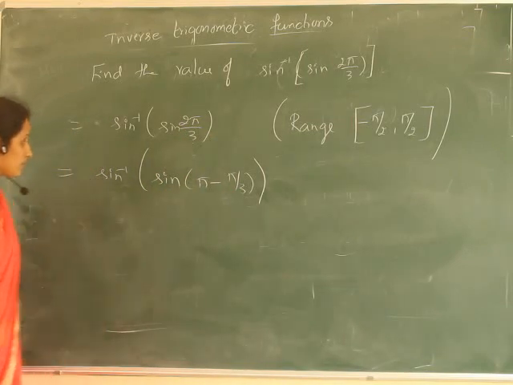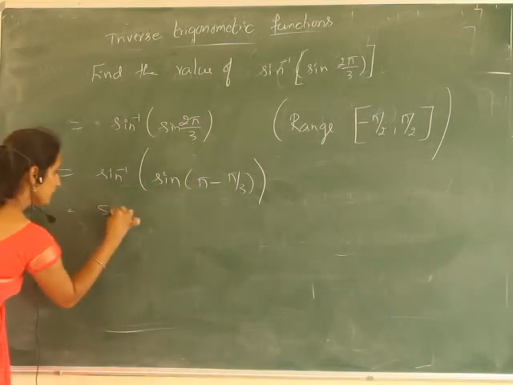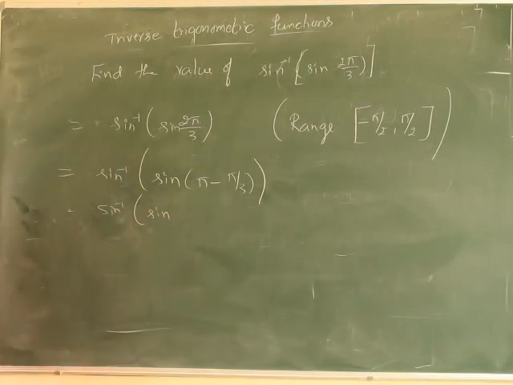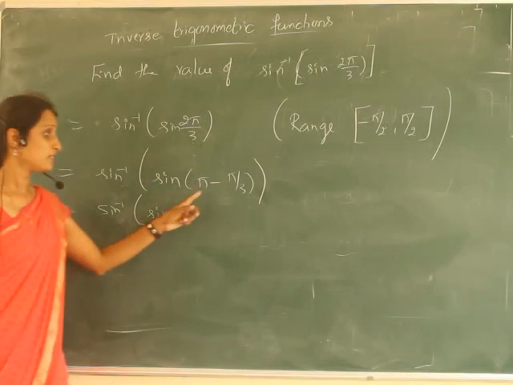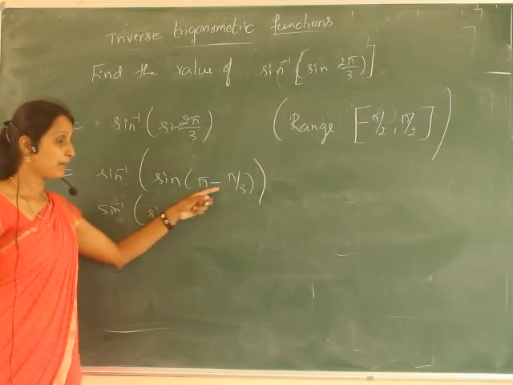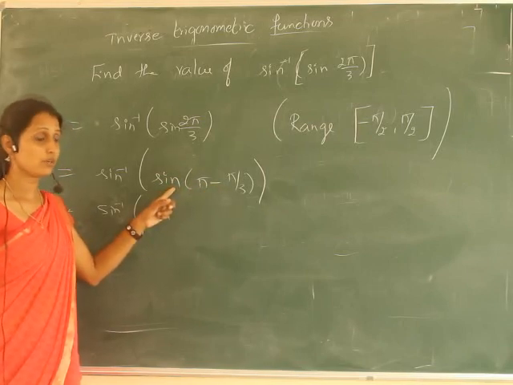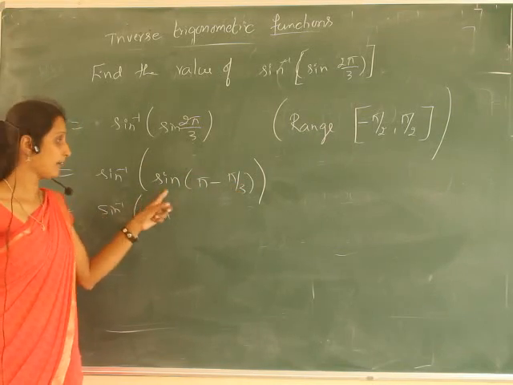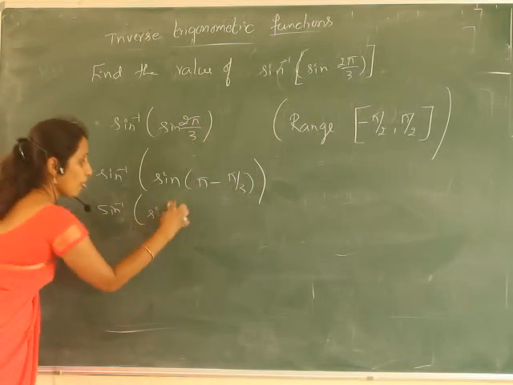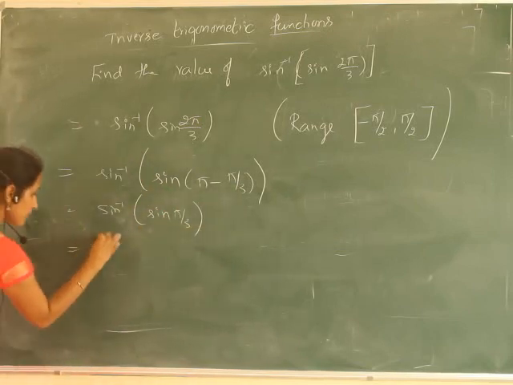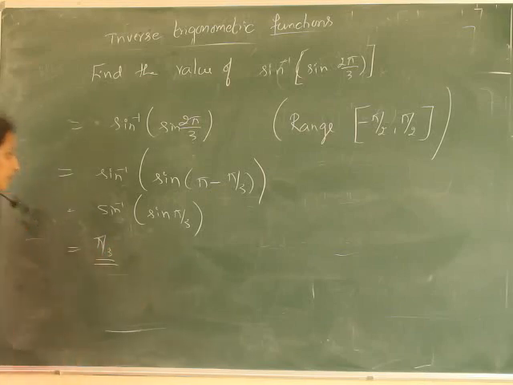Now this is equal to sine inverse of sine of pi minus pi by 3. Since it is a pi, the function remains the same, sine, and pi minus pi by 3 is in the second quadrant. In the second quadrant, the sine is positive. So sine of pi by 3. Now sine inverse and sine can be cancelled. So the answer is pi by 3.